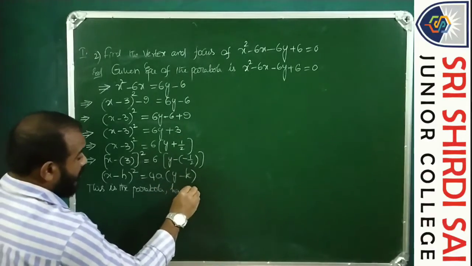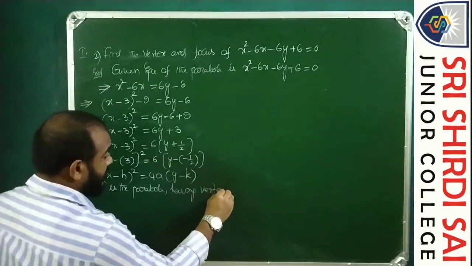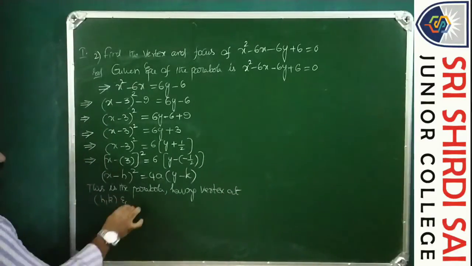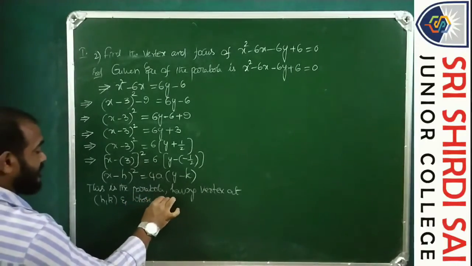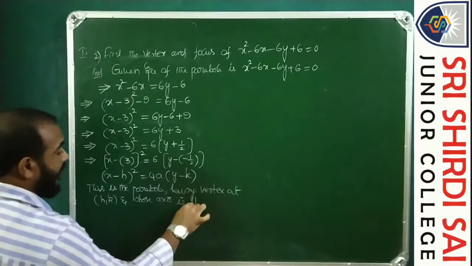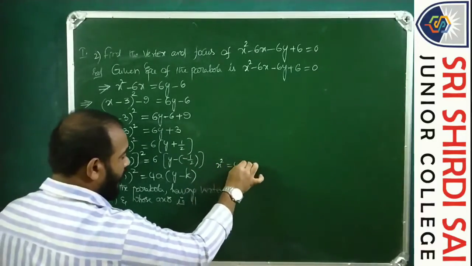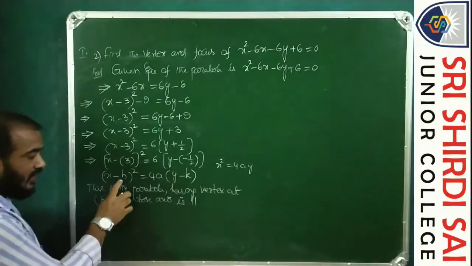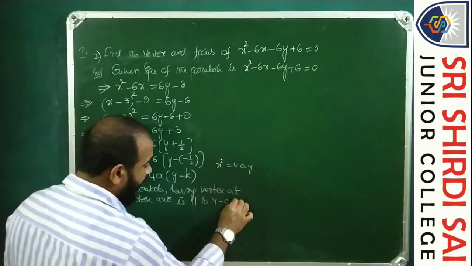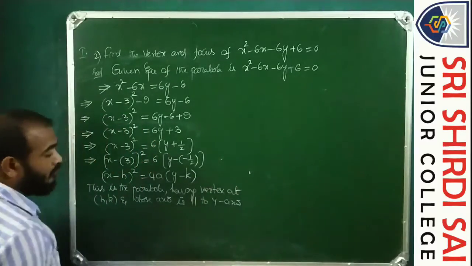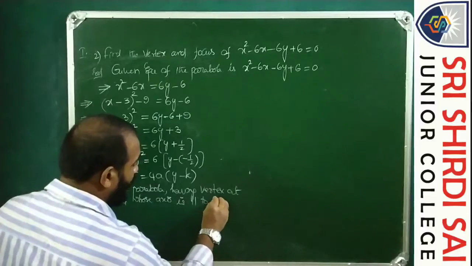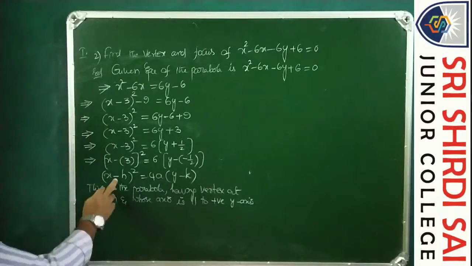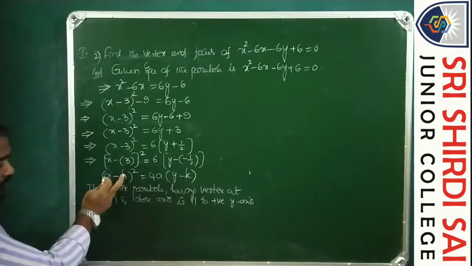Having vertex at (h, k) and whose axis is parallel to this x square equals 4ay. This can be compared with this: x square is symmetric about the y axis. Here, parallel to the y axis. Which y axis? Positive y axis. For this you need not remember the features of this.